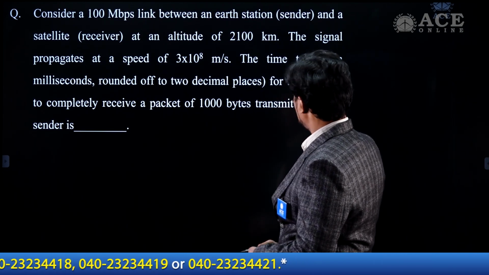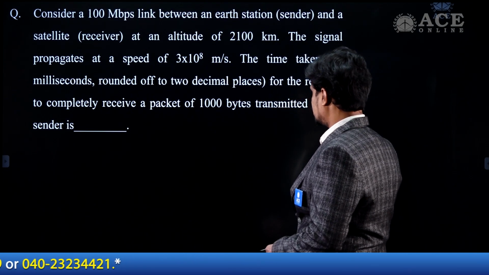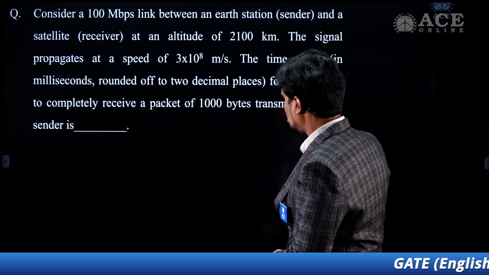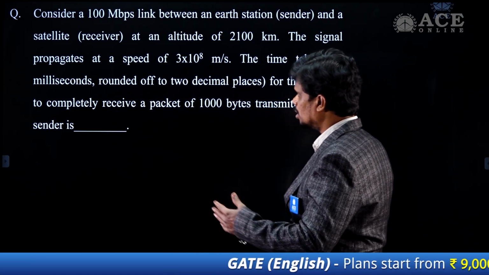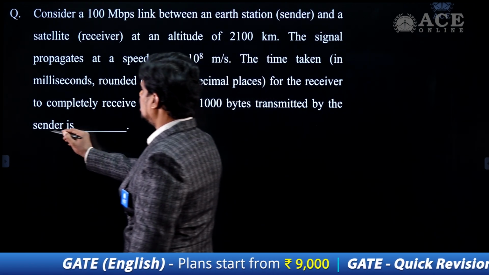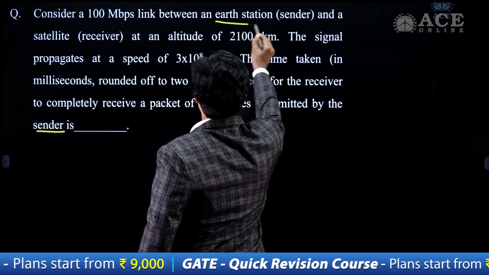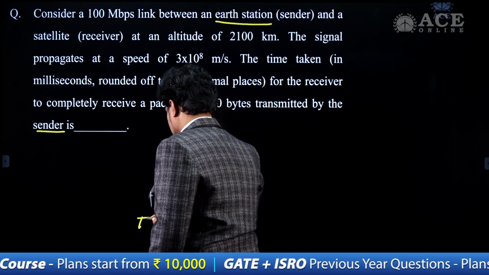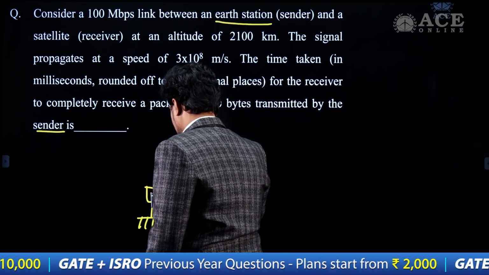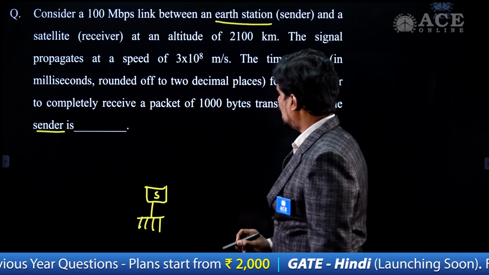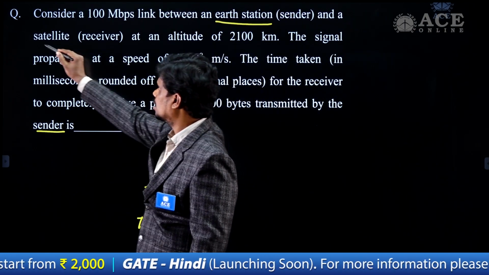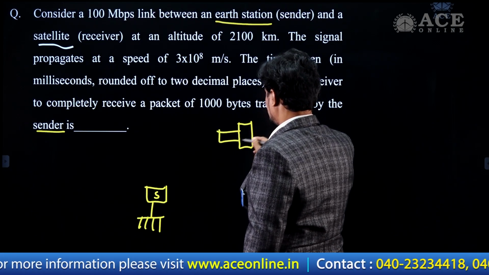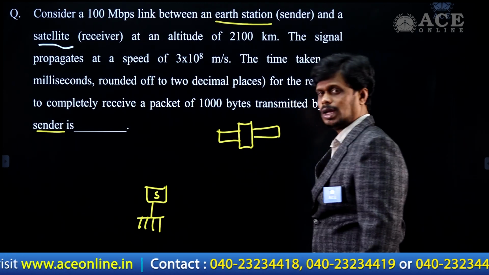The time taken in milliseconds, rounded off to 2 decimal places, for the receiver to completely receive a packet of 1000 bytes transmitted by the sender is. So look here, who is the sender? The sender is an earth station, that means a ground station. So let's say this is my ground station, that is your sender. And I have a receiver. What is the receiver here? Satellite. So this is my satellite. This is my receiver now.